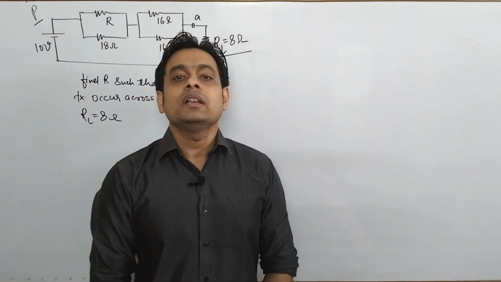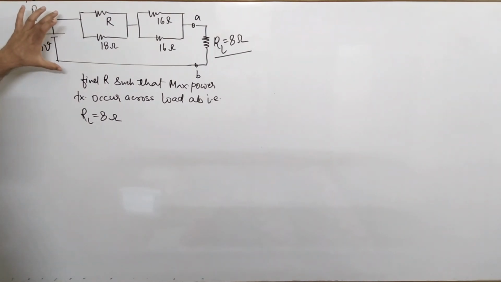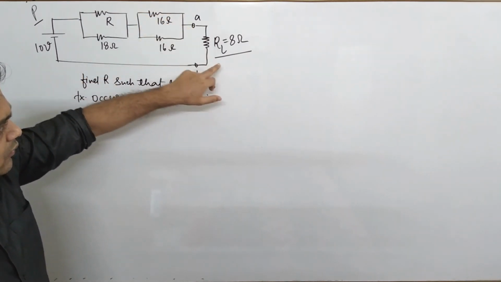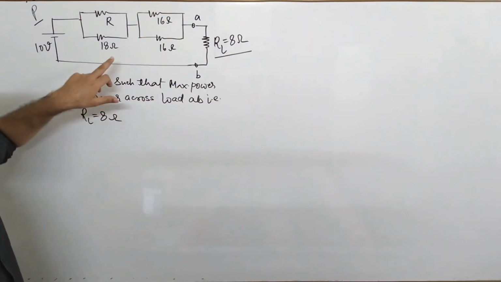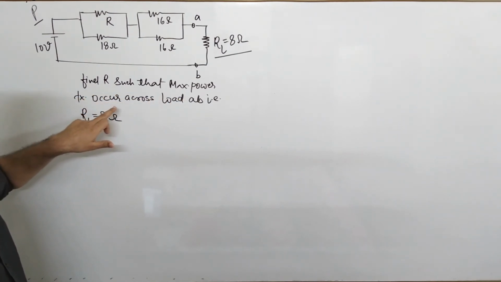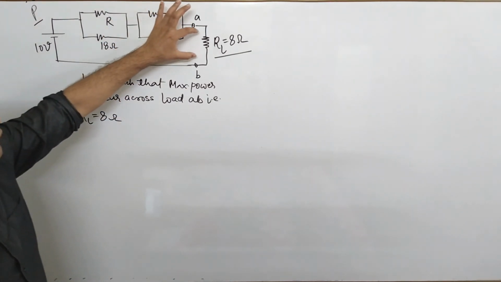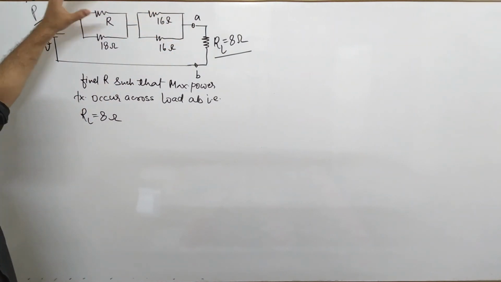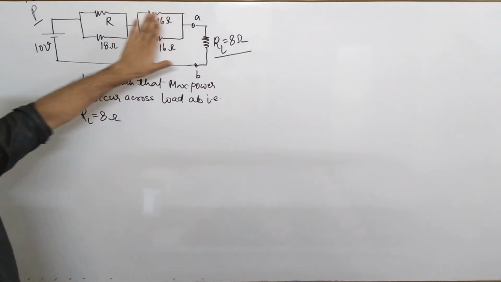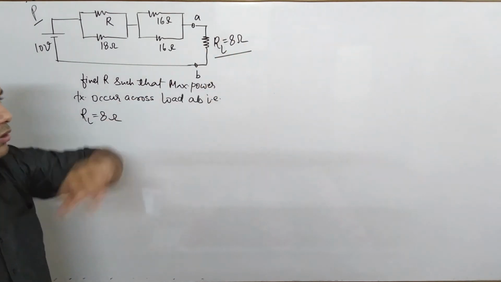Okay, so we start with our next problem, and this is our next problem. So friends, again in this problem, this is the terminal AB and the load RL equal to 8 ohm is connected. In this question you have to find the value of R such that the maximum power transfer occurs across load AB, that is RL equal to 8 ohm. So basically you have to find the value of R such that the network to the left of AB will deliver maximum power to the load RL equal to 8 ohm.